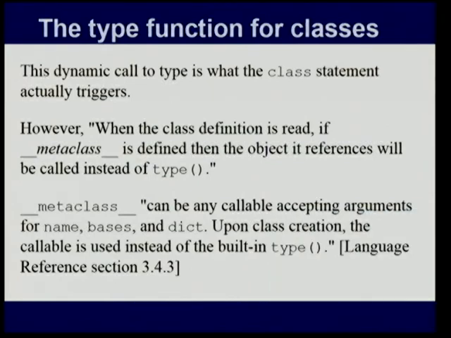Okay, so now there's this other piece, metaclass. When the class definition is read, if metaclass is defined, in other words, if there's an attribute metaclass, then the object it references will be called instead of the type function. So you've heard about metaclasses. How many of you have actually written stuff with metaclass? Not very many. I did not raise my hand. I haven't had a need for it. I'm very grateful for all the people who know how to do that very well and write great libraries that we can use. And metaclass can be any callable accepting arguments for name, bases, and dict. All right, so that's how metaclass as an attribute works.